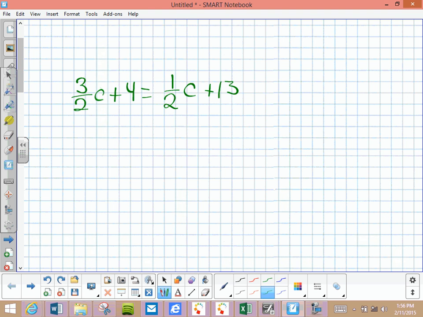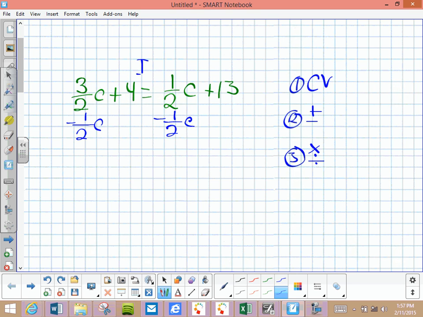All right, so I'm going to put on the side the steps that we need to do, right? You have to combine the variables. On the second step, we add or subtract, and the third step, we multiply or divide. Let's begin with this one. We're going to subtract half C from this side because we want to keep them on the left, correct? And right here, we do the inverse operation to remind us what we're doing.